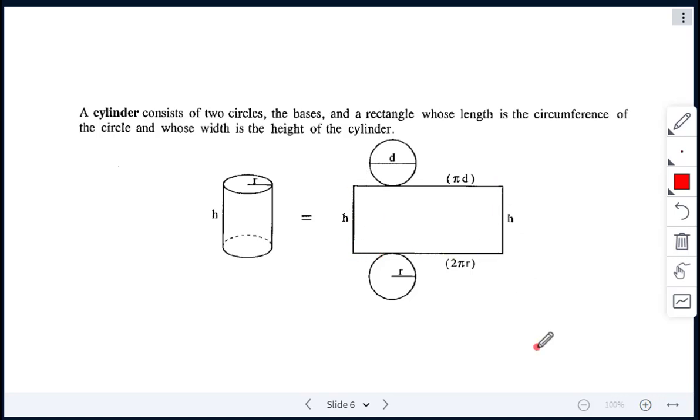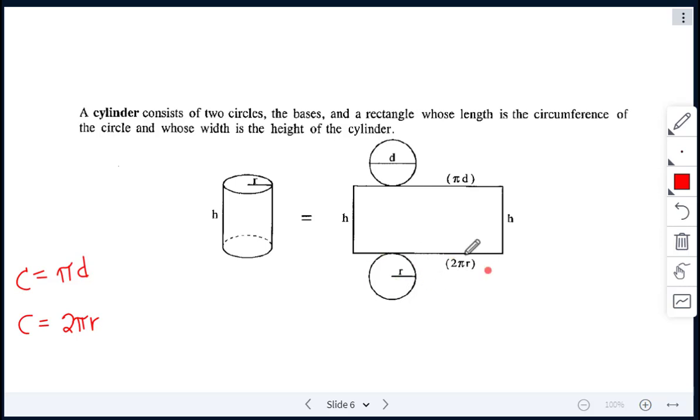The length of the rectangle is the circumference of the circle, right? Because it goes all around like so. So this here is the length of the rectangle, which is the circumference of the circle. So circumference of a circle is represented either by C equals pi d, or you can use the formula C is equal to 2 pi r. All right, so that is just why it's shown this way.